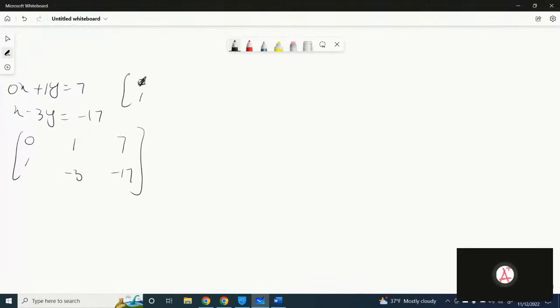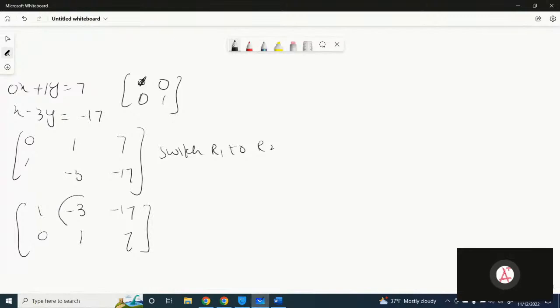You have to make it equal 1, 0 and 0, 1. Got it? So first of all, you have to interchange the rows, because the second one has 0 in the first. So first of all, just switch R1 to R2. Just interchange both the rows. So it would be now 1, negative 3, negative 17, 0, 1 and 7.